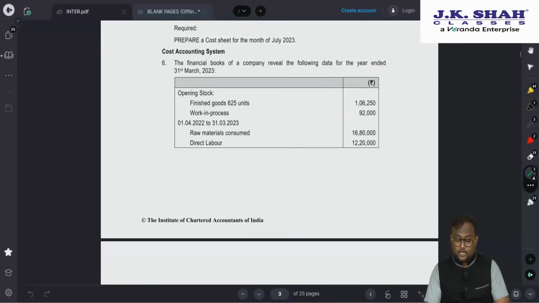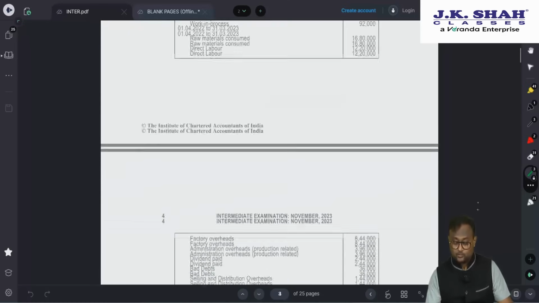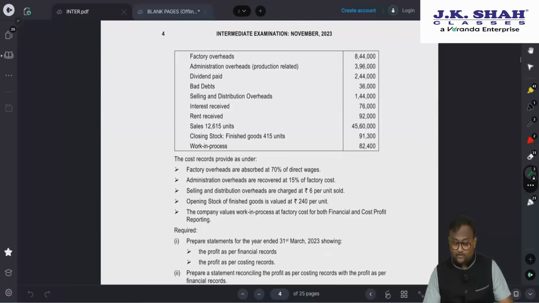The next question is about reconciliation. Question number 6. The financial books of the company reveal the following data. We have opening stock of finished goods as well as work in progress. Then we have raw material consumed, direct labor. We have factory overhead, admin overheads. Admin overheads are related to production. Then we have dividend paid, bad debts, selling and distribution overheads, interest received, rent received, sales, closing stock of finished goods and work in progress.